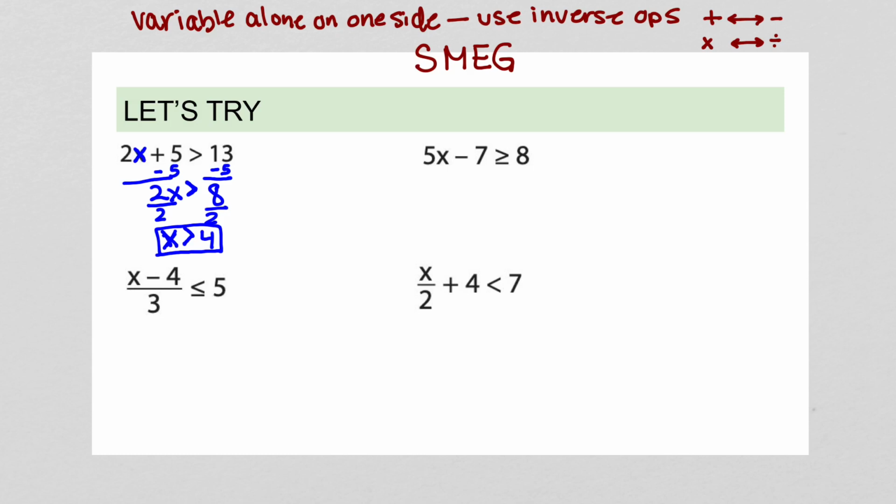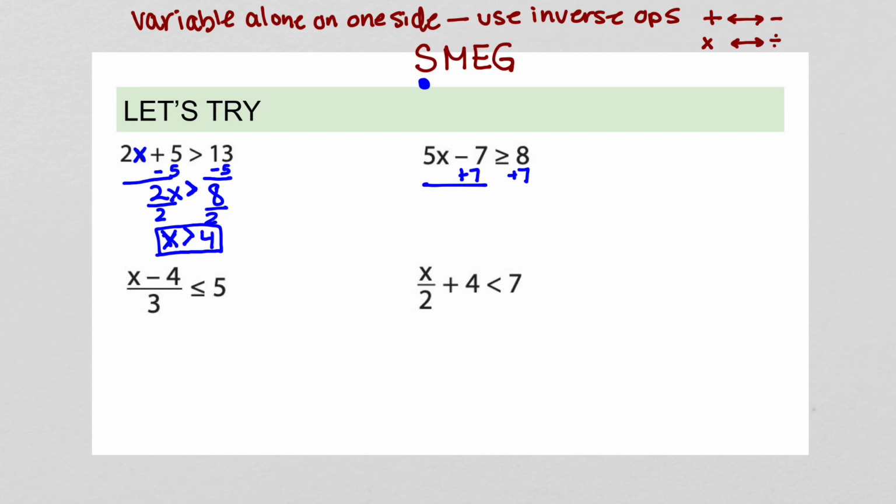5x minus 7 is greater than or equal to 8. So I'm going to first look at the S. Is there any subtraction or addition? Well, right now I've got 5 times x, and then I've got minus 7. So that is subtraction right there, minus 7. So the inverse of minus 7 is plus 7.